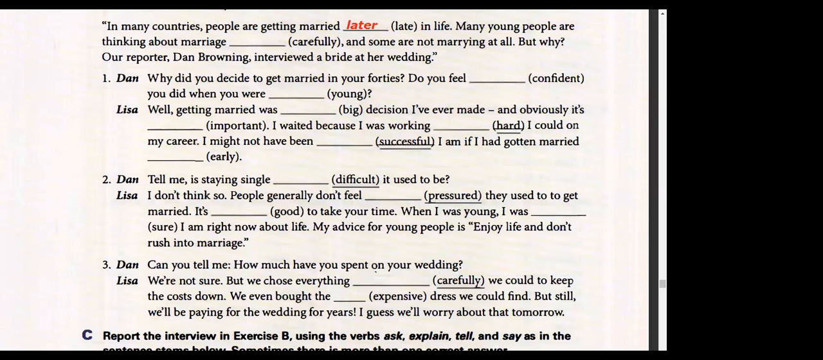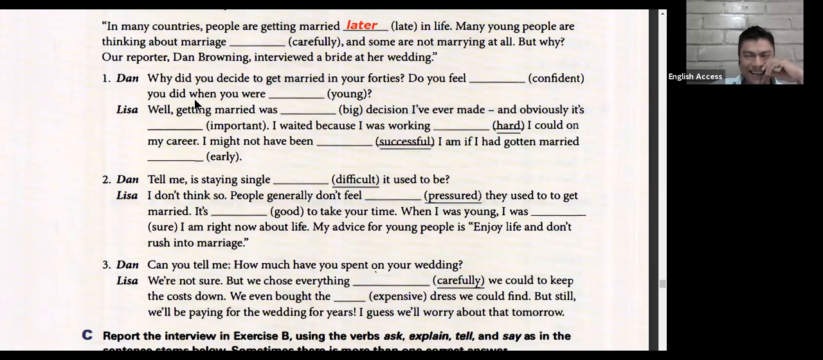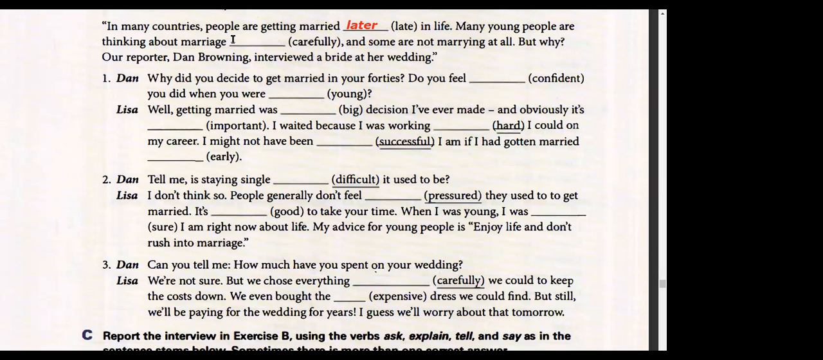I'm finished, teacher. Yeah, you're finished, guys. So was that a good conclusion? Yeah, it's a really good conclusion. Just avoiding getting married. All right. So what do you have for the next one? In many countries, people are getting married later in life. Many young people are thinking about marriage more carefully. Yeah, more carefully. Good.